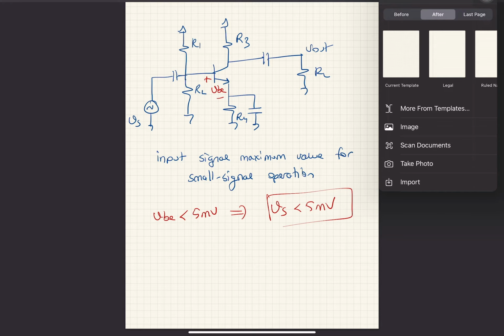If I have common emitter with degeneration, let's do it very quickly.